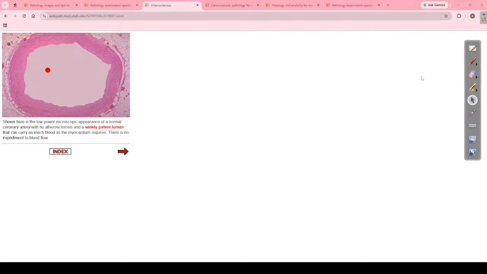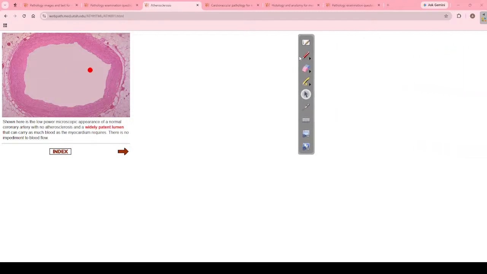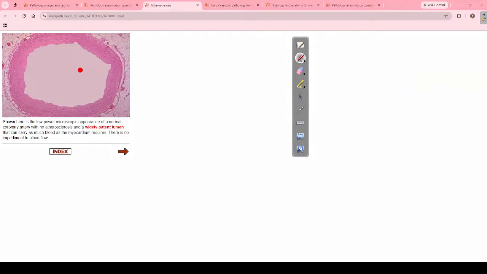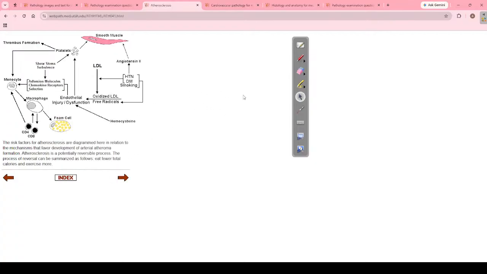So here we can talk about the normal under the microscope. Appearance of normal coronary artery, no atherosclerosis, widely patent lumen. Then we have the formation of thrombus. First of all, for the formation of thrombus, you require platelets. So platelets will be there, and the platelets usually are required for the formation of thrombus.